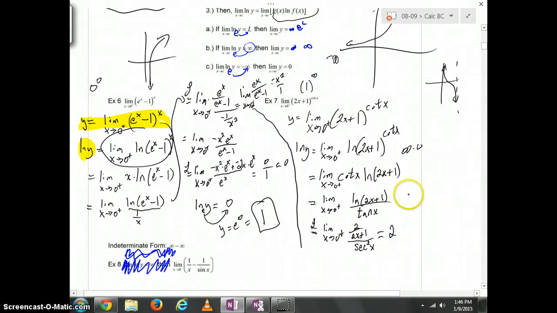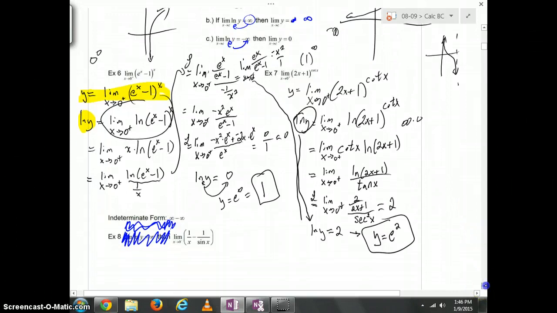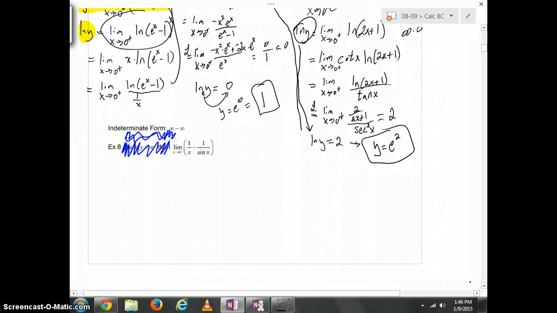But again, please understand what we have to realize is the natural log of y is equal to 2. Remember, that's what we just found right here. Y was the original problem, so y would have to be e to the second, e squared. One final form here, last problem, is infinity minus infinity. Infinity minus infinity is not 0 necessarily. We have to be very, very careful here.